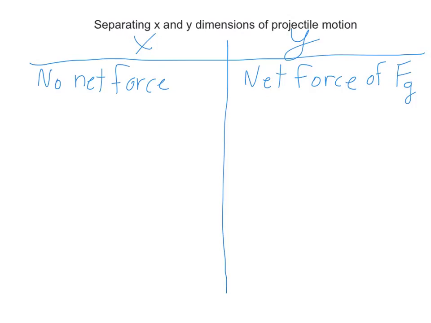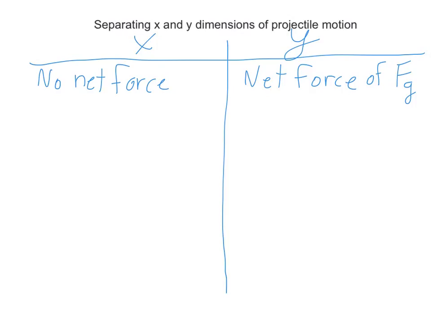So the big difference between the x and y direction is that in the x direction, again, the projectile experiences no net force. While in the y direction, the projectile is subject to a single force due to gravity. And next I'm going to write out what the consequences are due to that.